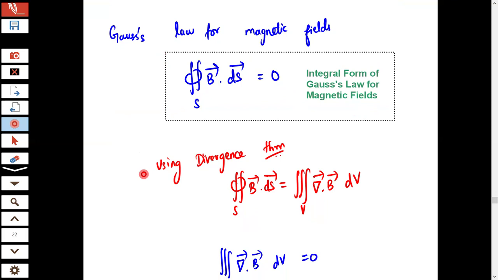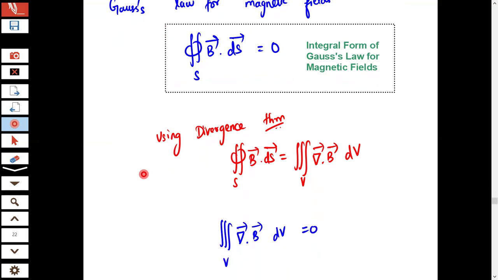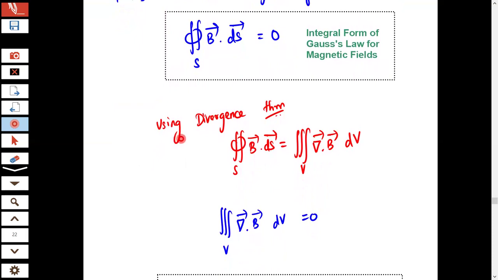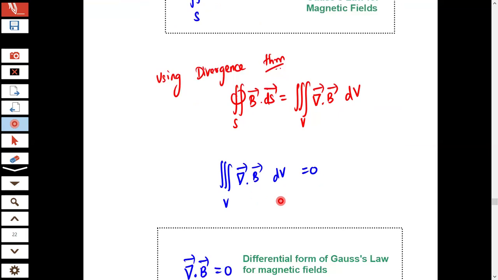We can represent the same equation as a differential equation by applying a well-known theorem, that is the divergence theorem. Closed surface integration of any vector is equal to the volume integration of the divergence of that vector. This is the statement of the divergence theorem. When we apply it to this integral equation, instead of the closed surface integration of B on the left hand side, we can write the volume integration of the divergence of B. That is equal to 0.